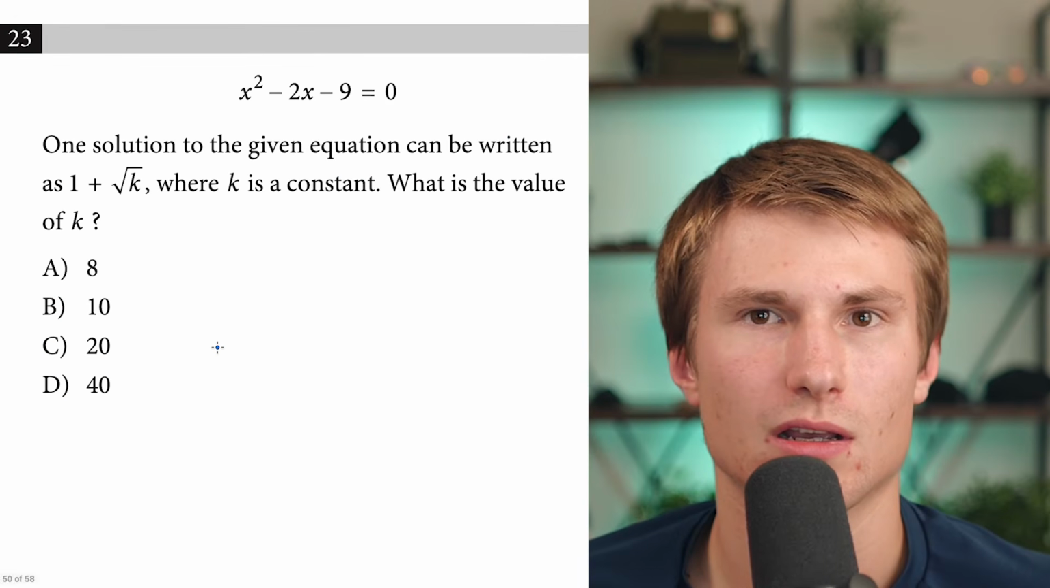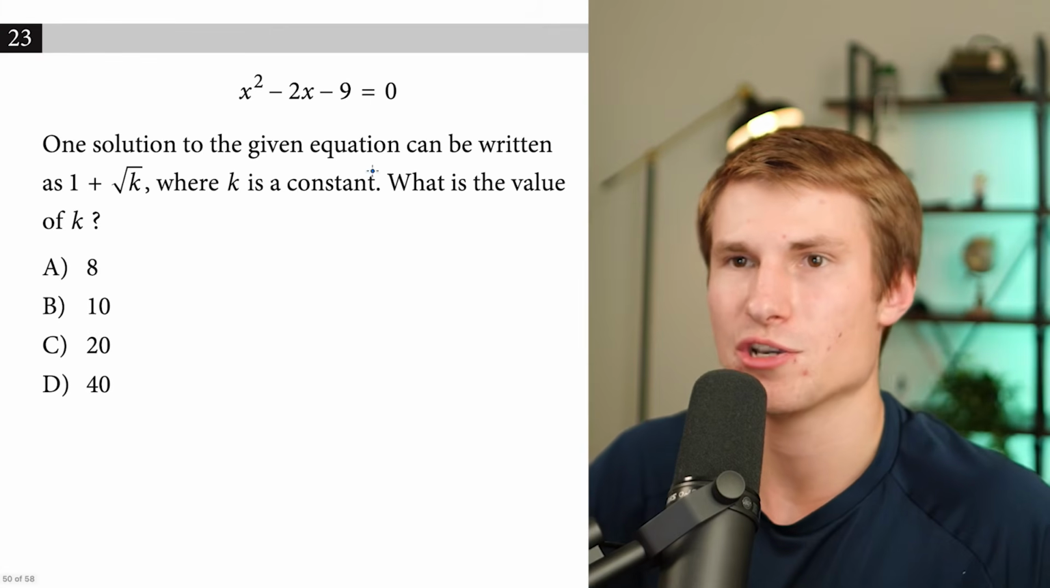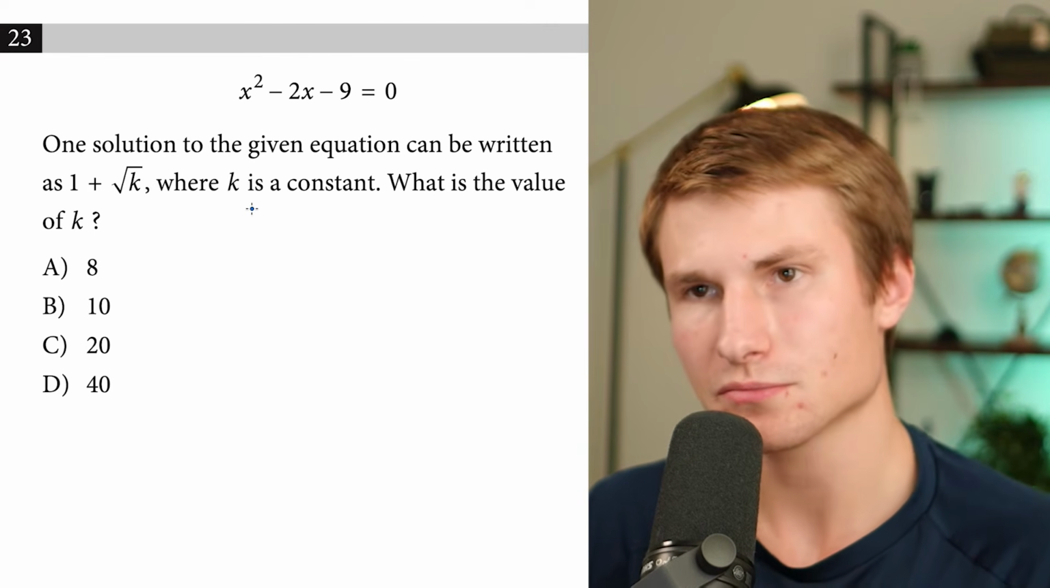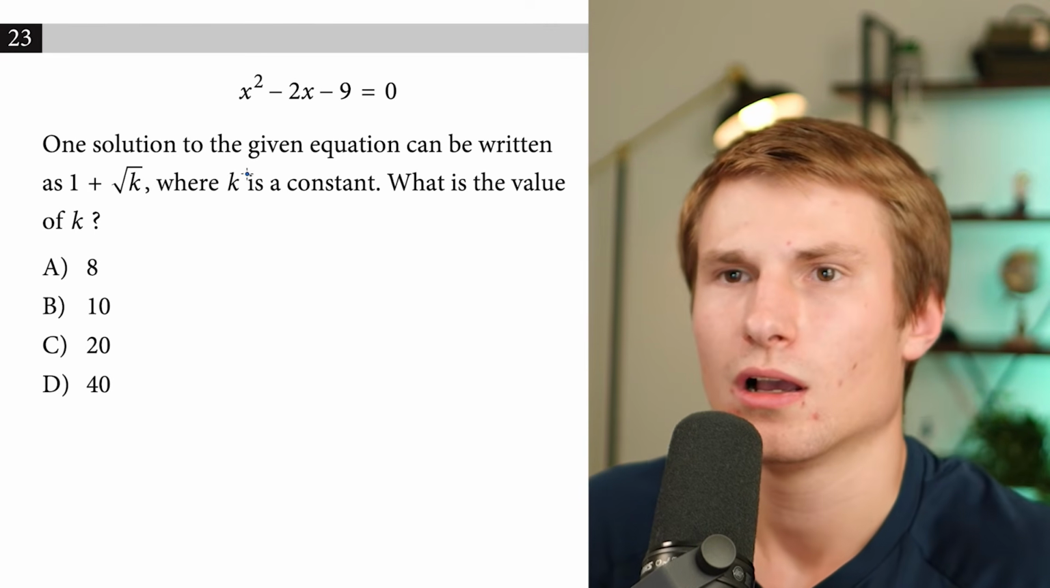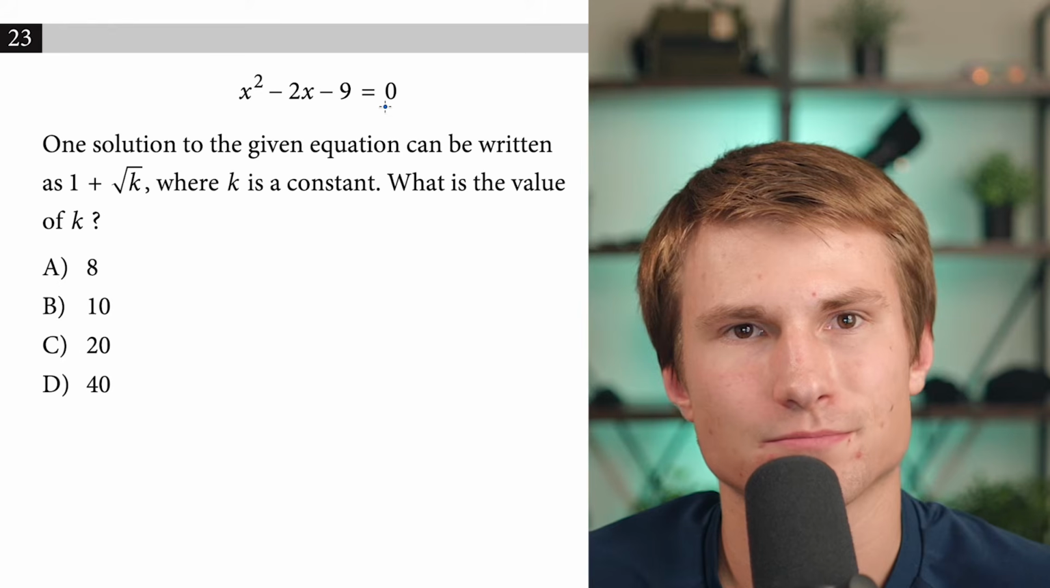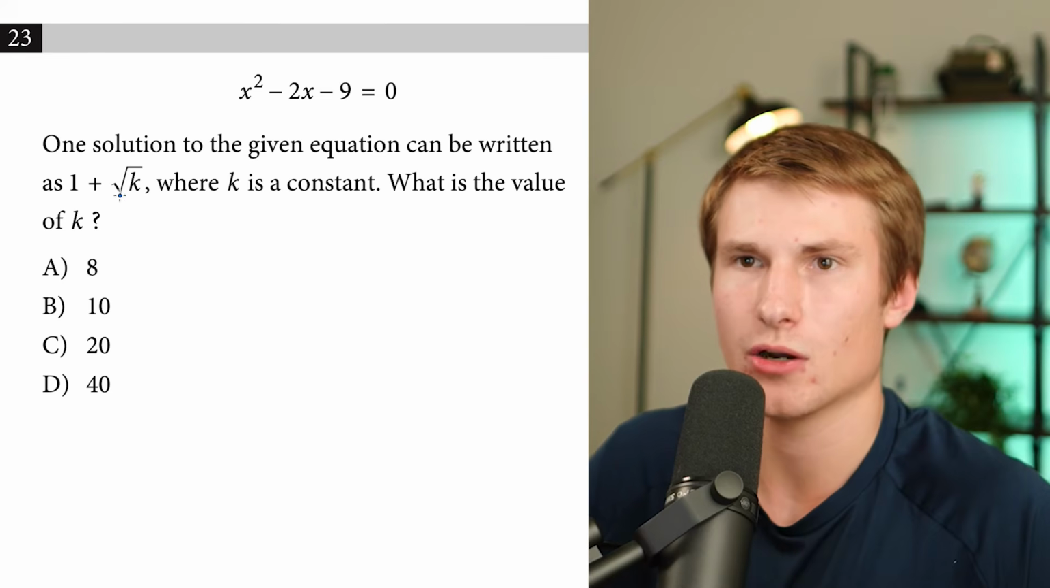We've got an equation here. One solution to a given equation can be written as 1 plus root k, where k is a constant. What is the value of k? All right, this one's a little bit tricky. Let's see how we want to approach this. We've got x squared minus 2x minus 9 equals 0. So we've got to get this to 1 plus root k.